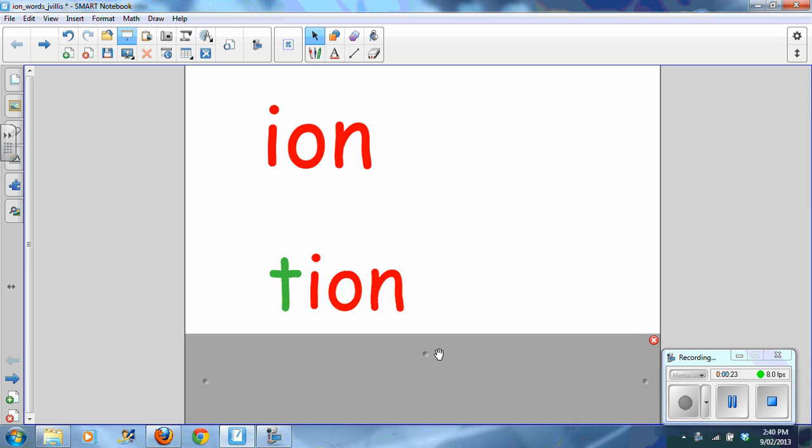The other sound we're going to explore is a "shin" sound. If we put the letter T with the "on", the T actually sounds like a "sh" sound, "shun". Let's have a look at a few words.